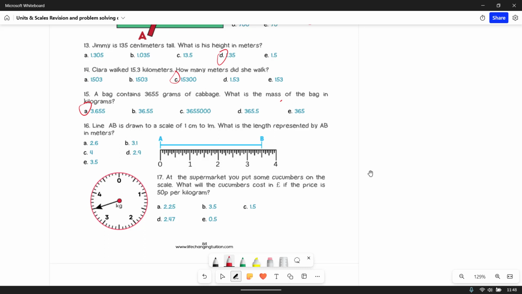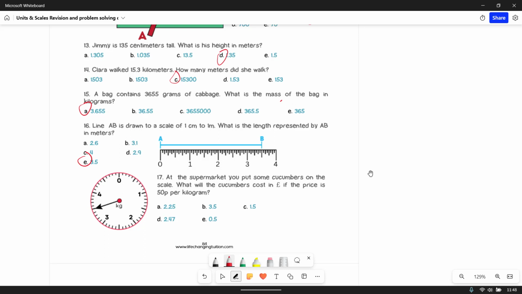Line AB is drawn to the scale of 1 centimeter to 1 meter. So what's the length representing AB in meters? So that's 3.5 centimeters, so 3.5 centimeters is going to be 3.5 meters. So 16 is going to be E.